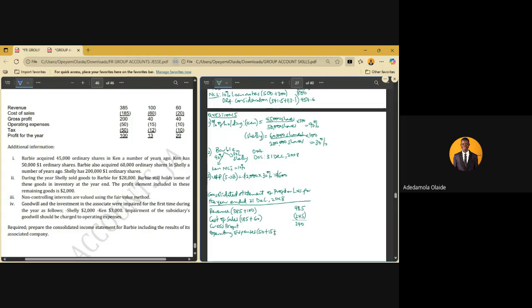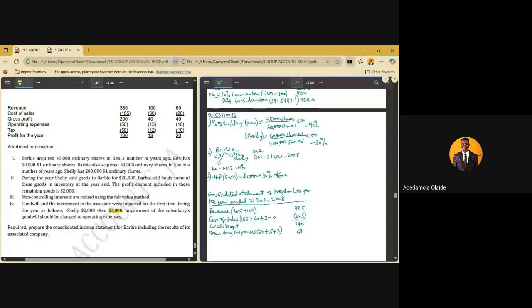Then they said the impairment of subsidiary goodwill should be charged to operating expenses. And what's the impairment of subsidiary? 3,000. 3,000 is the impairment of subsidiary goodwill. So we'll say plus 3. That will give us 68. But mind you, the impairment in the associate, we should have charged it as 2,000.